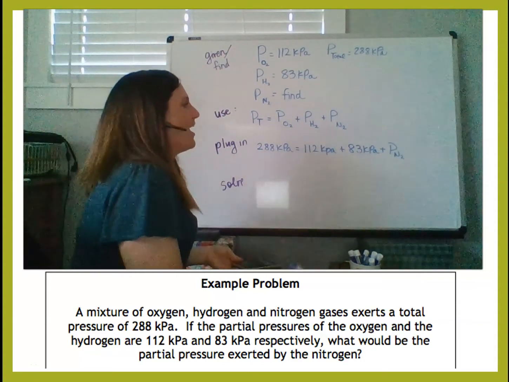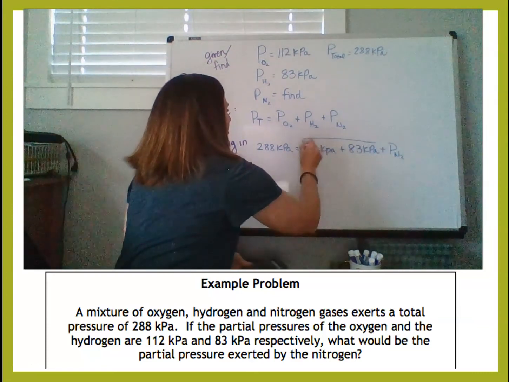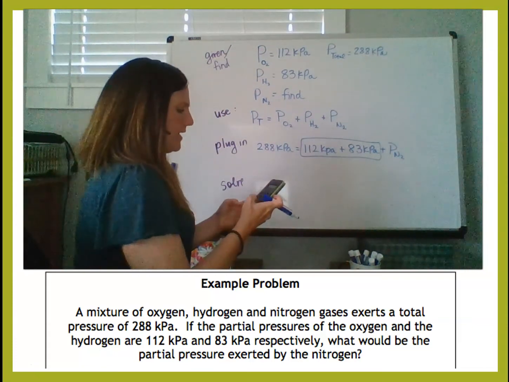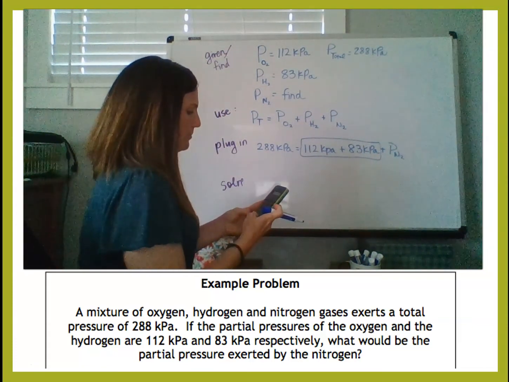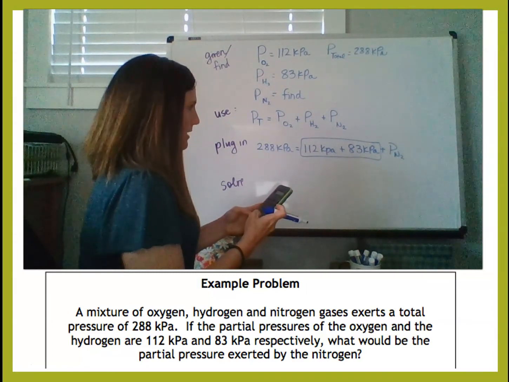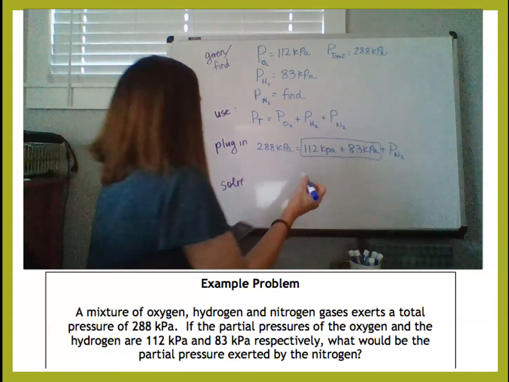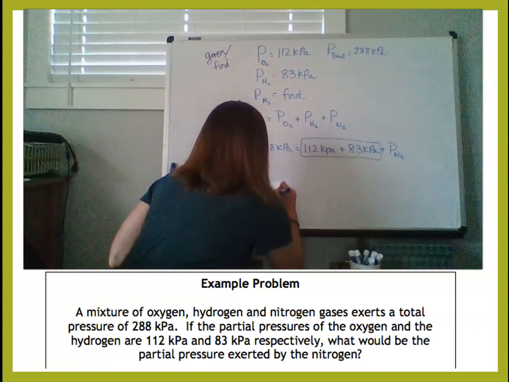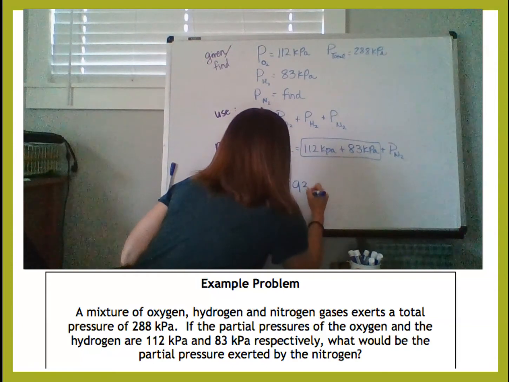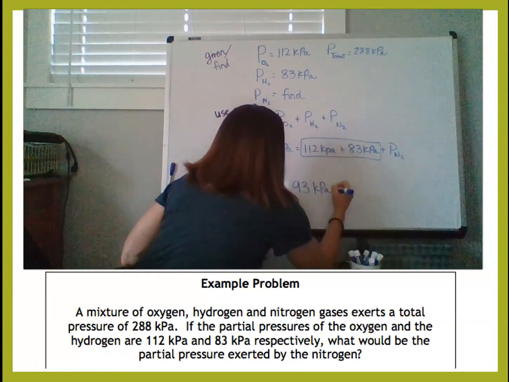I feel like I don't need to tell you how to do this, but you can add these together and then subtract them from the other side. I don't like to do intermediate steps like that, so I plug in 288 minus 112 minus 83, but of course you could add them together first. And what's left is PN2 is equal to 93, and the unit is going to be the same unit everything has been in, kPa.